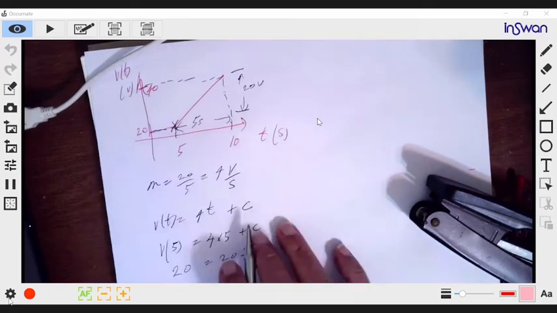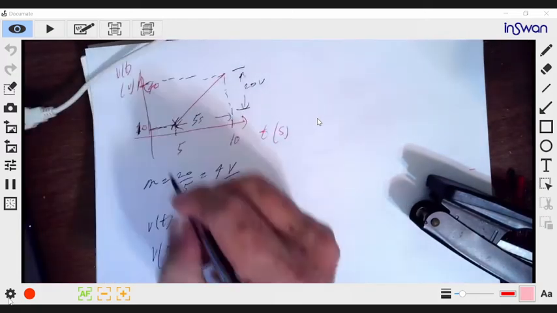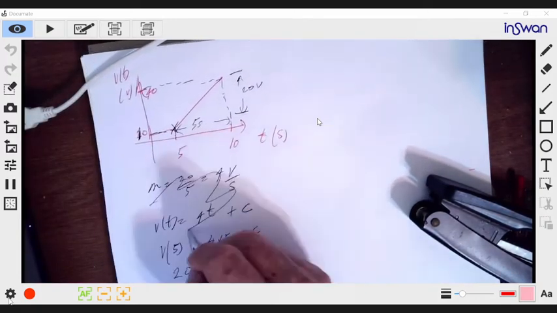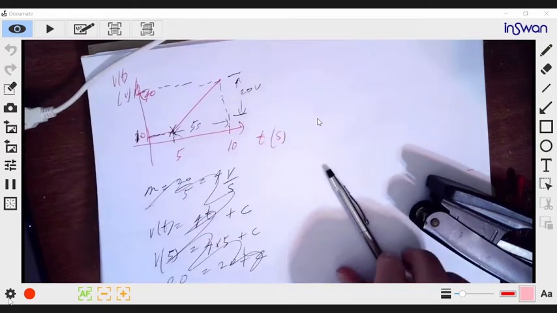Okay, I don't want to make it 0. Let's make this 10 instead. Do this problem again and make it 10. Send me answers in chat.